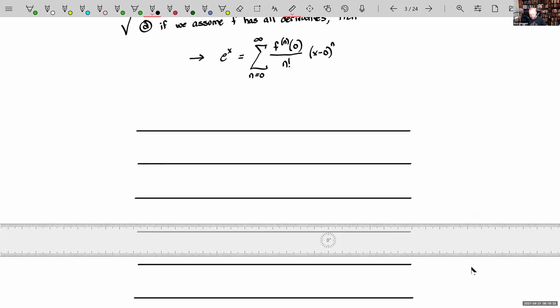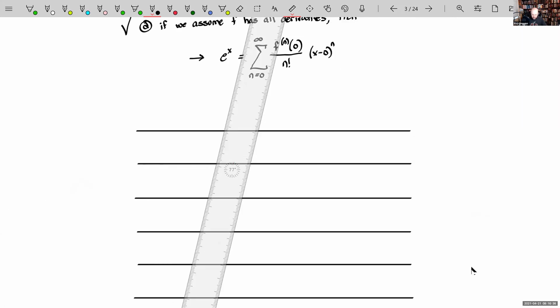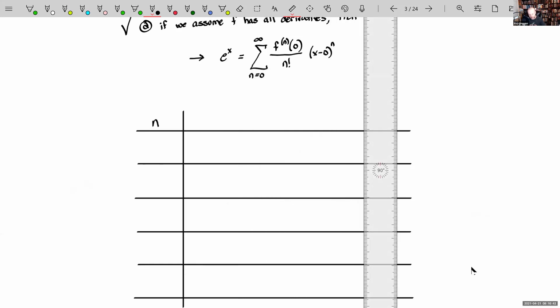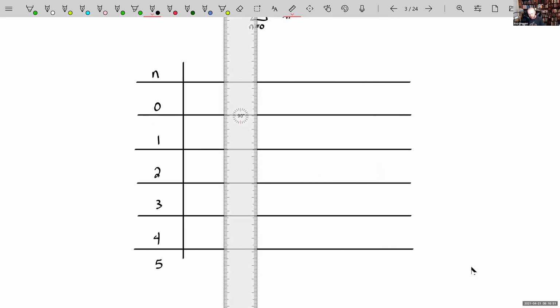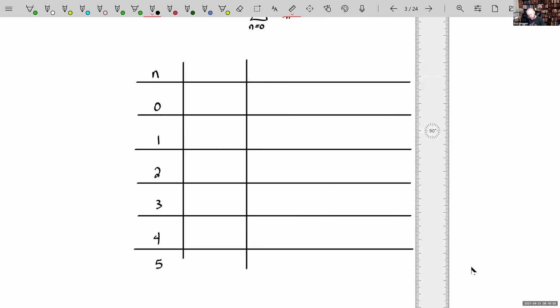That should be enough lines. And I'm going to just make some columns here. I don't know how many I have to actually remind myself. So the first column is going to be whatever n we're at. So for example, n equals 0, 1, 2, 3, 4, and 5, let's just say. And the second column, so I'll make it a little bit wider, is going to be for the nth derivative at x, not at 0, but just at x.